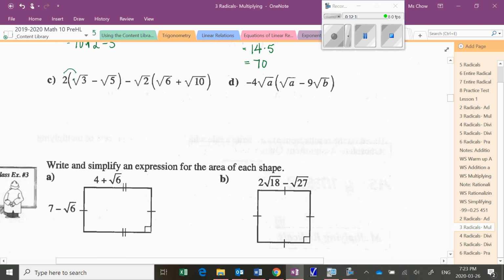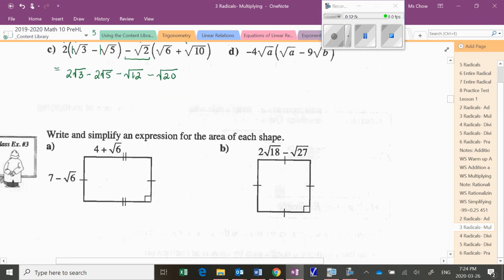And so we've got 2 times root 3 minus root 5, so that is simply going to be 2 root 3 minus 2 root 5, because of course this is our coefficient, and so you can only do radical times radical, or coefficient times coefficient, and so coefficients are of course 1 and negative 1 in this case. In this one, remember, you want to distribute negative root 2 into both terms. So we've got negative root 2 times root 6, which is negative root 12, and negative root 2 times positive root 10 is negative root 20.